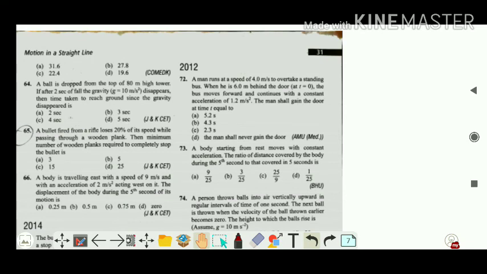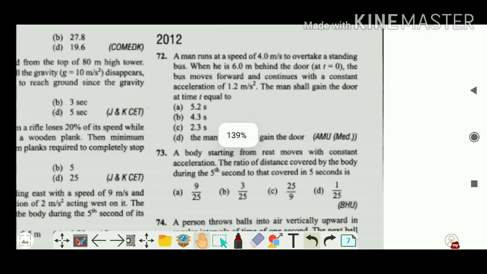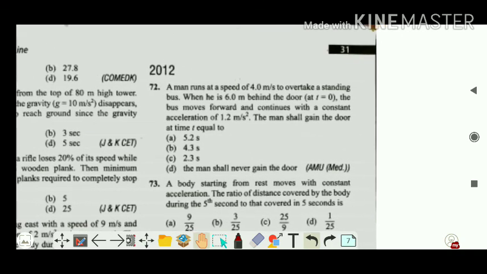A man runs at, can you see it? Let me make it better. A man runs at a speed of 4 meter per second to overtake a standing bus. Standing bus means that the bus doesn't have any velocity, guys. Keep that in mind. When he is 6 meter behind the door at t is equal to 0, the bus moves forward and continues with a constant acceleration of 1.2 meter per second square. The man shall gain the door at time t equals to, that is when he can overtake it. That's the question, right?